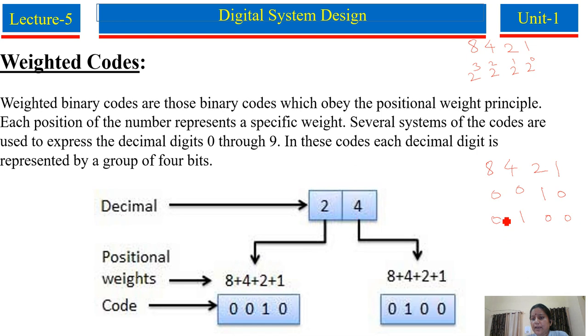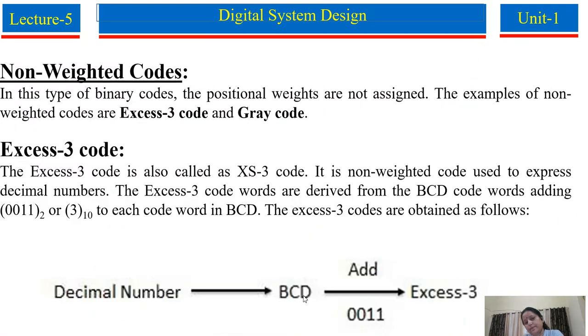That means 8421 is one example of weighted code. Weighted code is a very simple thing: write the code according to its weight factor or its position. Next is non-weighted code. Here I mention two examples of non-weighted code, that is Excess-3 code and Gray code. Non-weighted, as the name implies, means not written according to its position or weight factor.